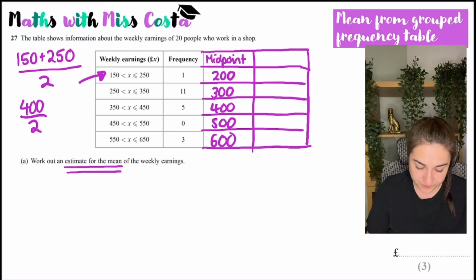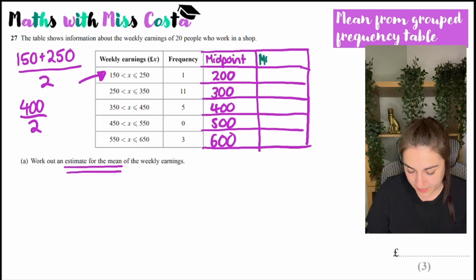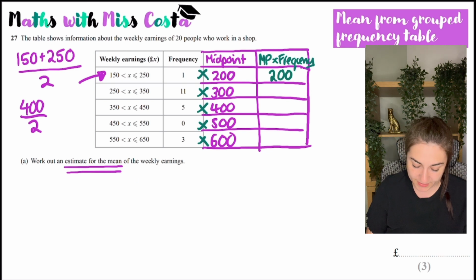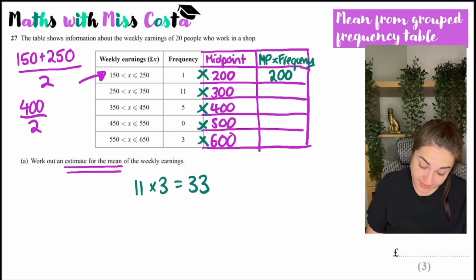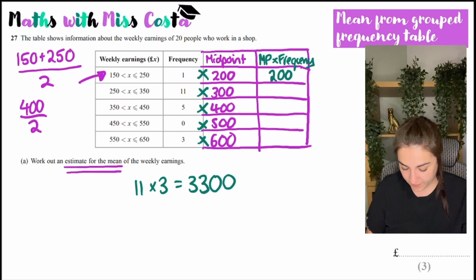So that's step one. Now that I have found my midpoints, in my final column, what I can call this column is the midpoint times the frequency. So I multiply my frequency by my midpoint. So 1 times 200 is 200, 11 times 300, so 11 times 3 is 33, so 11 times 30 would be 330, and 11 times 300 would be 3,300. So we can do it like that.